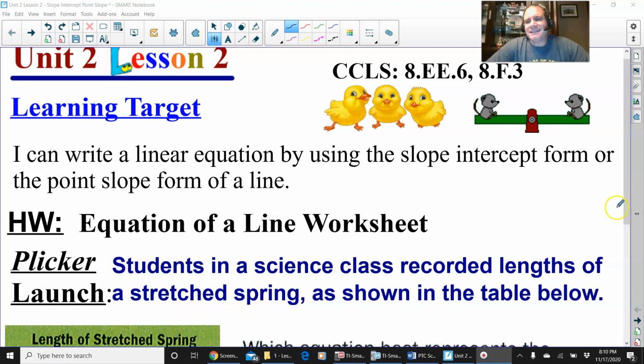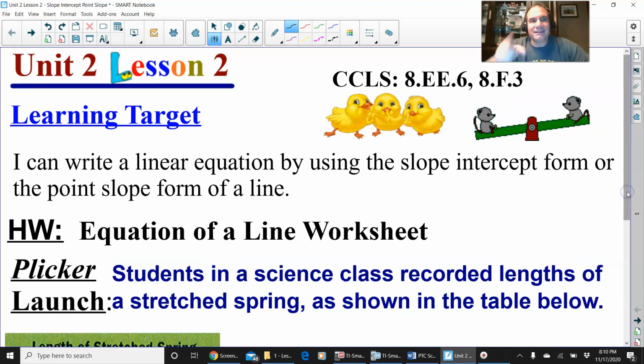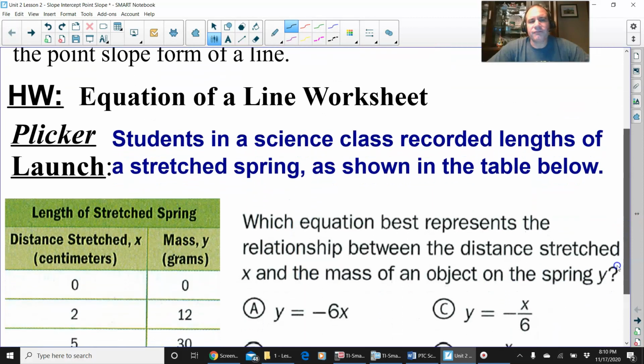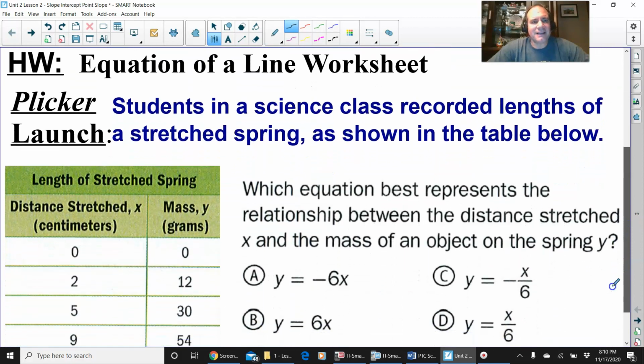Hello everyone, this is Unit 2, Lesson 2, Learning Target. I can write a linear equation by using the slope-intercept form or the point-slope form of a line, and we'll get through all of that this lesson.